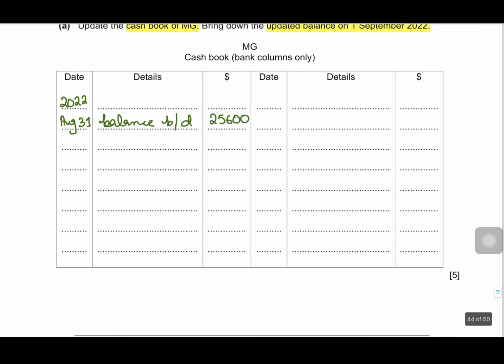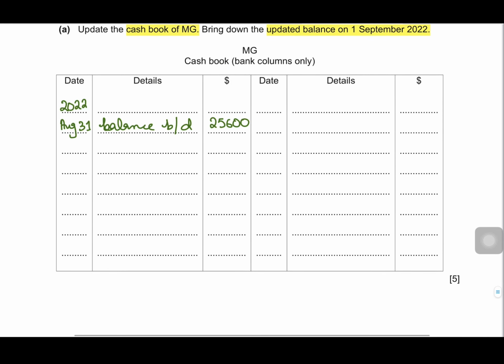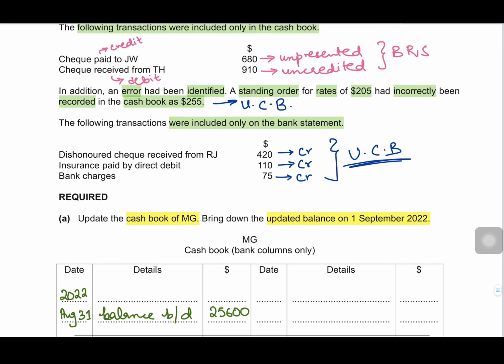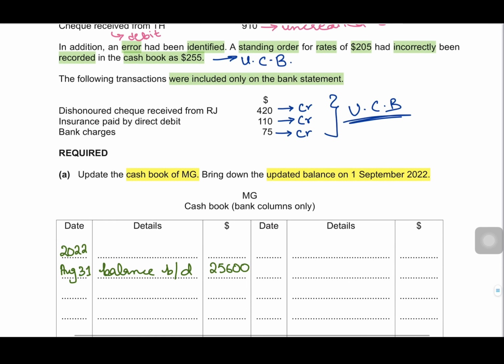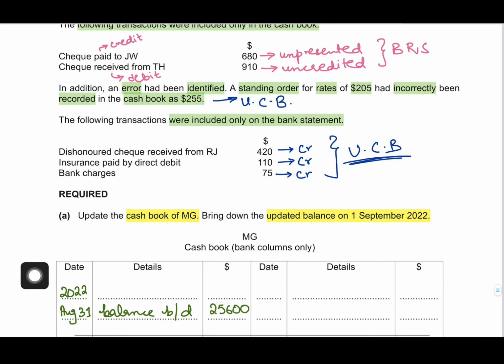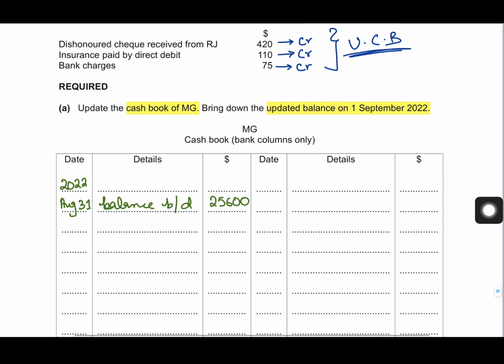This means that when preparing my updated cash book, the balance carried down should also be 25,045. Now we have already written the brought down balance. Now the adjustments are, let's adjust these items first, which will require an adjustment on the credit side.